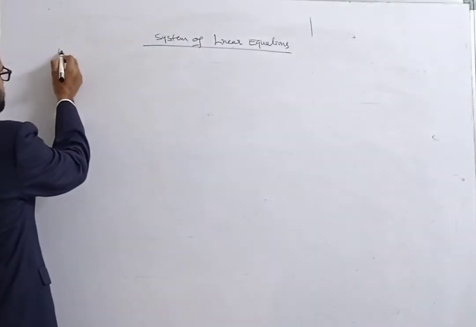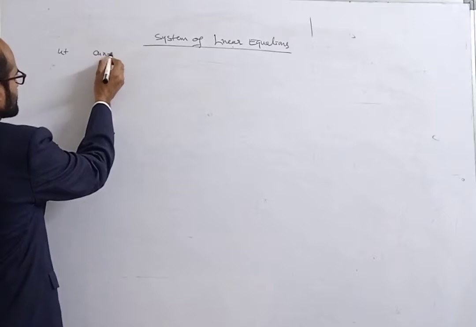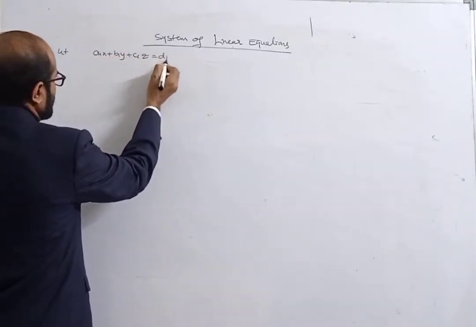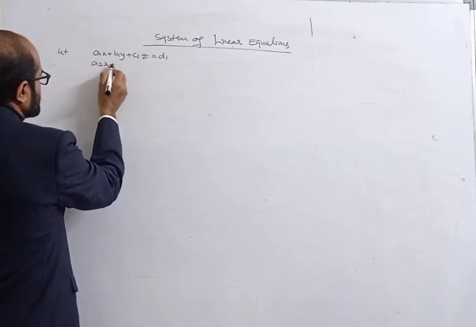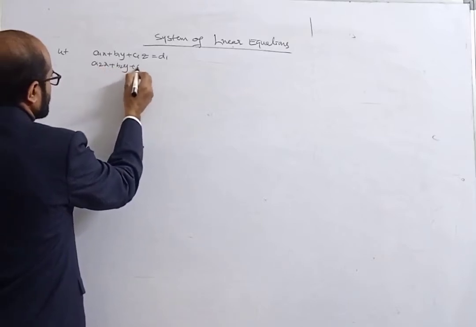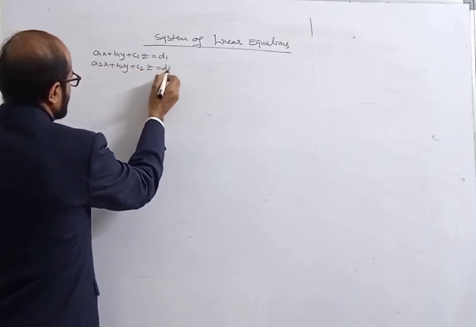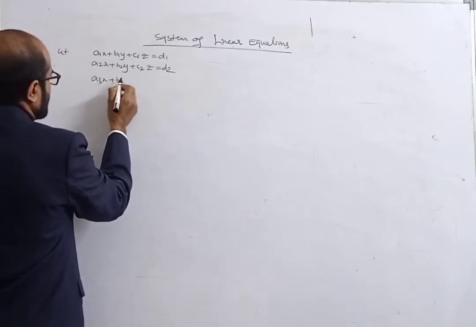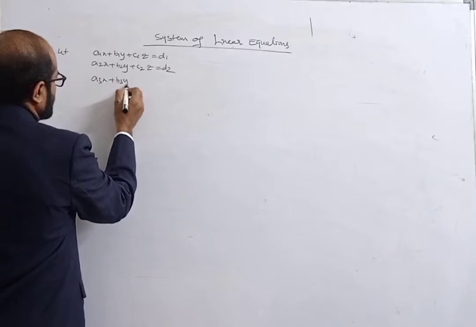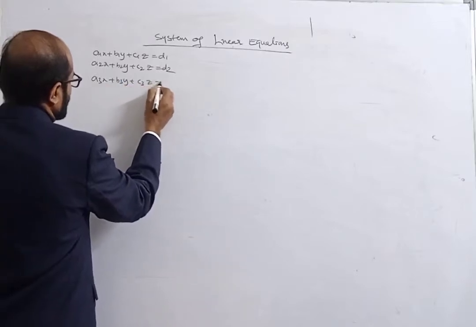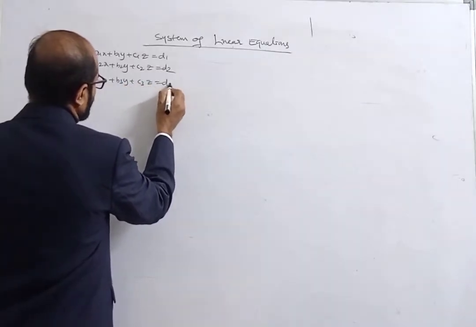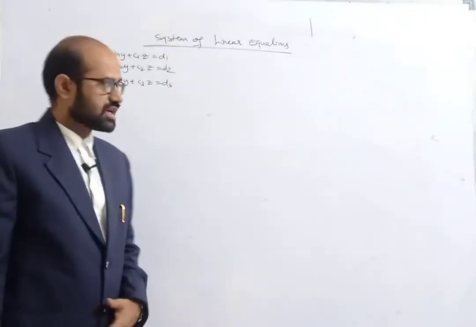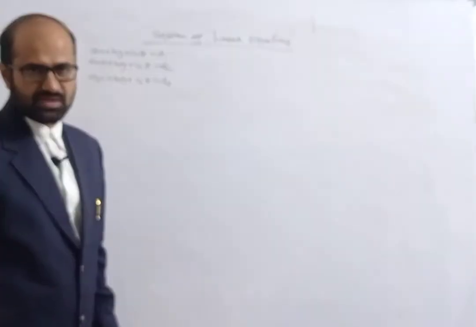See, let a1x plus b1y plus c1z equal to some d1, a2x plus b2y plus c2z equal to some d2, and a3x plus b3y plus c3z equal to d3, right? This is a system of equations. This is a system of linear equations.